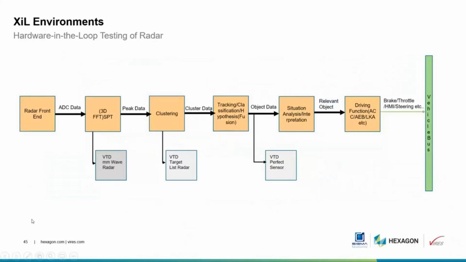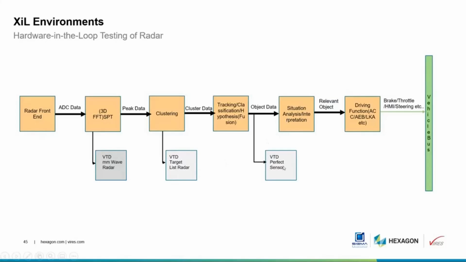And for the radar, okay, radar is also the same. So here you have a radar front end, that is the antenna. You can give those parameters in the VTD. Then in the VTD, this is called millimeter wave radar, which can give you the 3D FFT data, or you can improve it to 4D also. Then we have another radar, that's a target list radar in the VTD. You can subscribe to the data or the clustered list also.